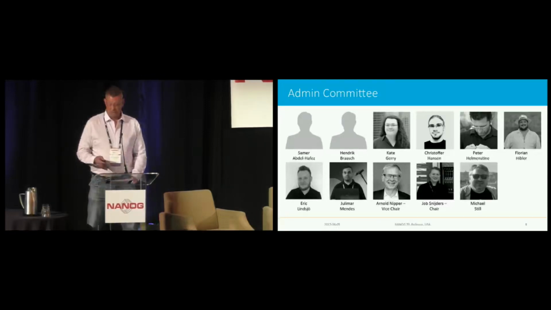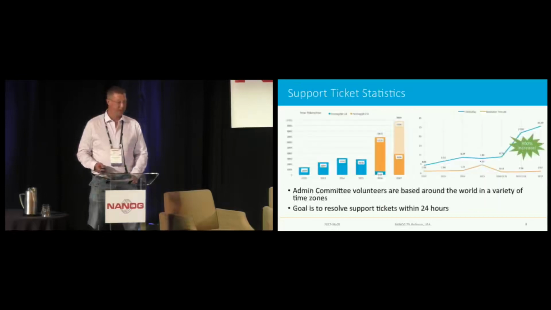These guys work very hard to make sure that we answer tickets as fast as possible. Support ticket statistics, and you'll see that this is an interesting increase. The blue bars are for PeeringDB 1.0, and as of PeeringDB 2.0, those orange bars are the number of tickets that we've received and our admin team has responded with.